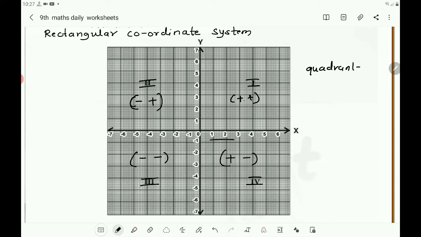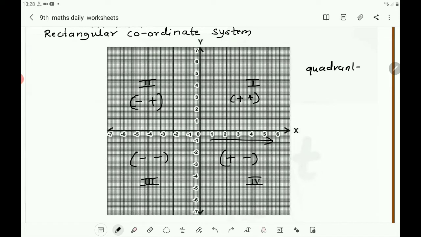Here, this is the positive part of the x, this is the negative part of the x, and this is the positive part of the y, this is the negative part of the y. And in the first quadrant, both are positive. In the second quadrant, x is negative, y is positive, minus plus. In the third quadrant, both are negative, minus minus. In the fourth quadrant, x is positive, y is negative, plus minus.